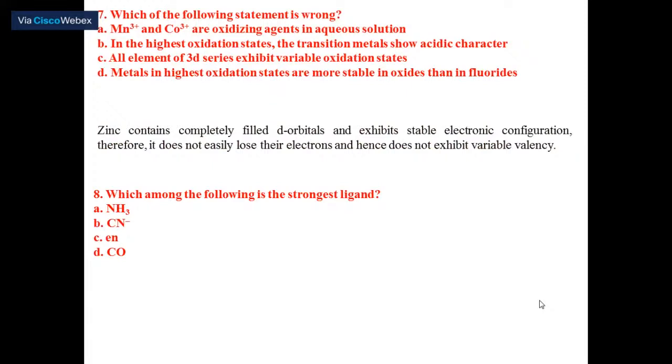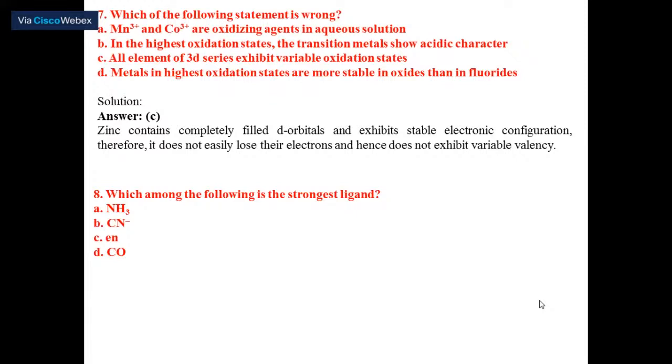Zinc contains completely filled d orbitals and exhibits a stable electronic configuration. Therefore it does not easily lose its electrons, hence does not exhibit variable valency. That is why I said that not all the elements of the 3d series exhibit variable oxidation states. Is that clear? Even scandium exhibits only one oxidation state, that is +3, which is more stable. Then what is the answer for this, students? Answer is C. For this, the answer is C.